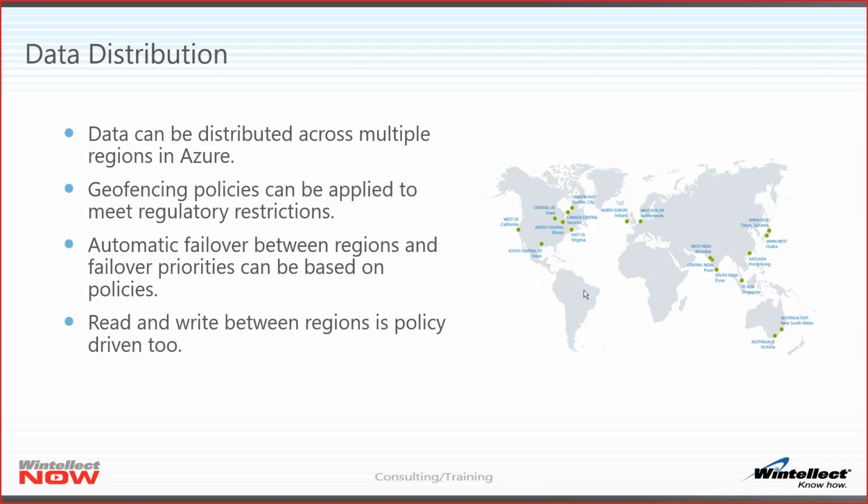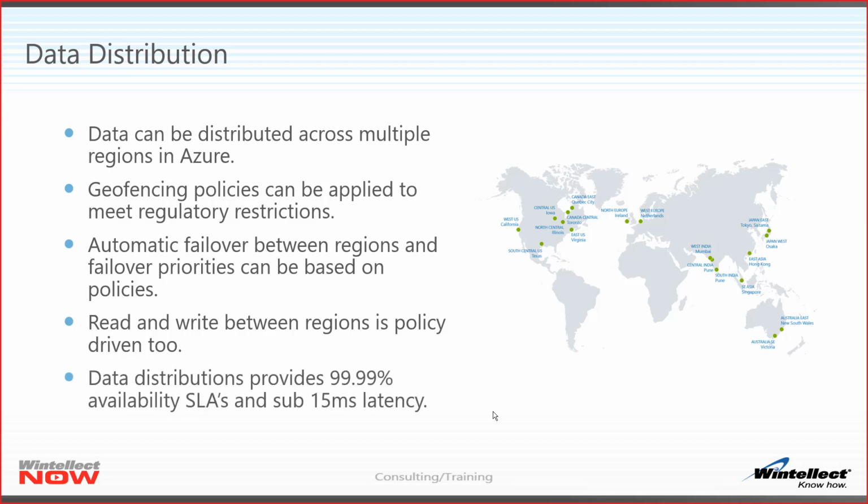And we saw just a minute ago in the portal just how easy it was to distribute data by going on a map, clicking a region, and saying, I want to replicate to that region. This is an outdated map here, because Cosmos is now supported in multiple regions in Europe, more in East Asia, some in South America, and even one in South Africa. There are more regions coming online all the time with Azure Cosmos DB. And the distributed data provides four nines SLAs with 15 millisecond latency.